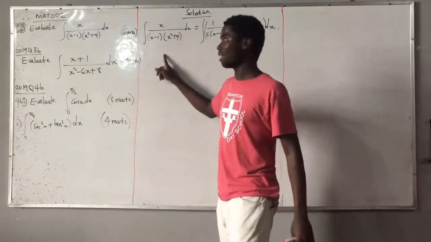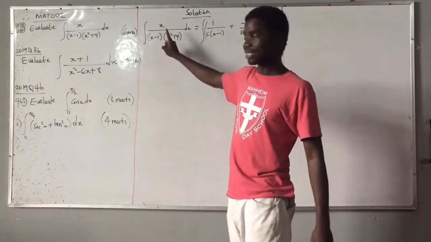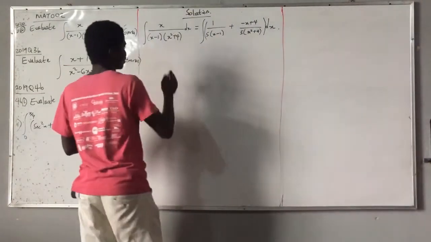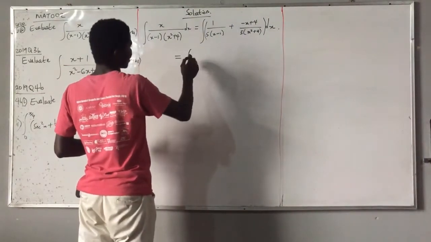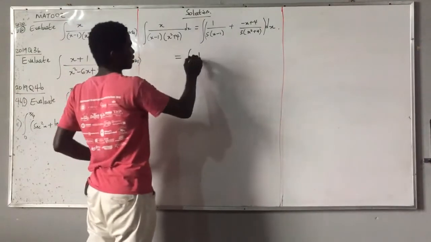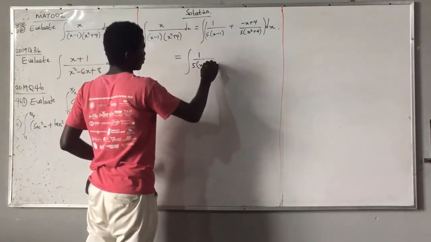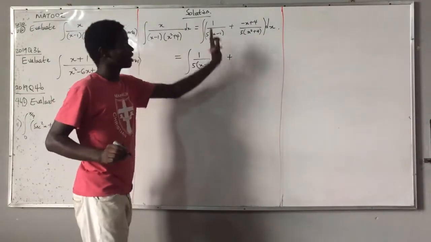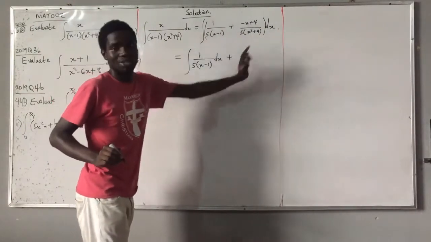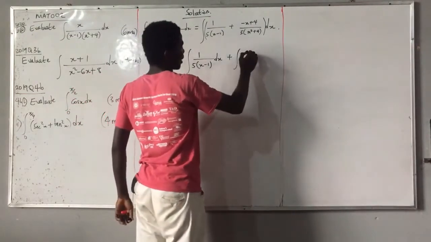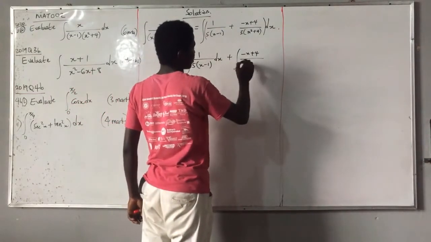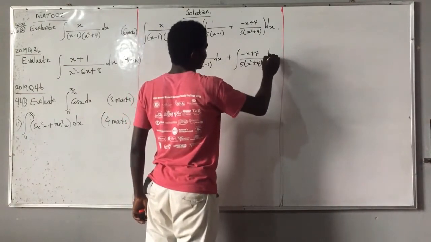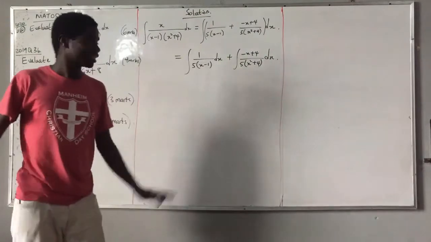Now look at what we have here. I have already simplified this to partial fractions. Separating the integral is the next thing to do. Integral of 1 over 5 times x minus 1 dx plus, you see what I'm doing? Separate this one, let it be alone, then this one, let it be alone. Integral of minus s plus 4 over s squared plus 4 dx. Right? That is what we have.